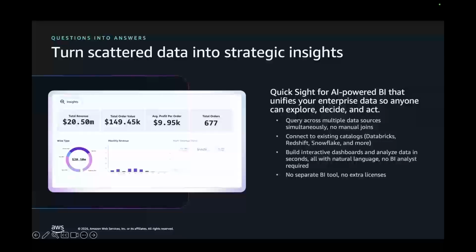Now, Quick also provides the AI-assisted business intelligence that connects to your existing data catalogs and queries across multiple sources in real time, letting anyone explore, decide, and act all in one place. As you can expect, you can ask questions in natural language, but you can do those across, say, Databricks, Redshift, Snowflake, and more. You can get the interactive dashboards instantly without doing any manual joins, no analyst tickets, no experience required.